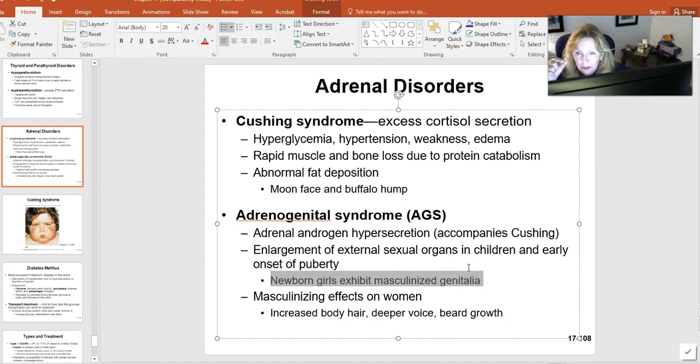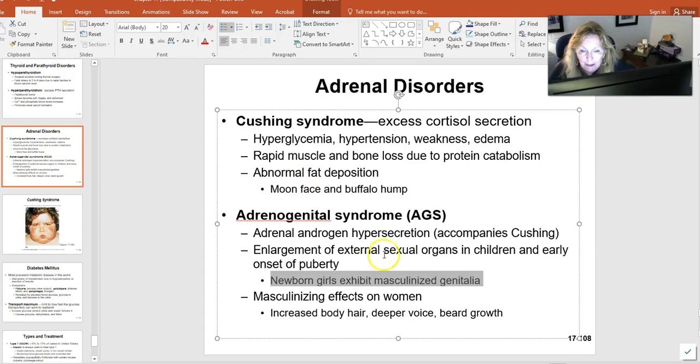In these female girls at birth, the labia are fused, and the clitoris, which is the sex organ that's analogous to a penis in a male, is so enlarged it really could theoretically be misconstrued as a penis. So there's masculinized genitalia in the female, and so that is a problem.